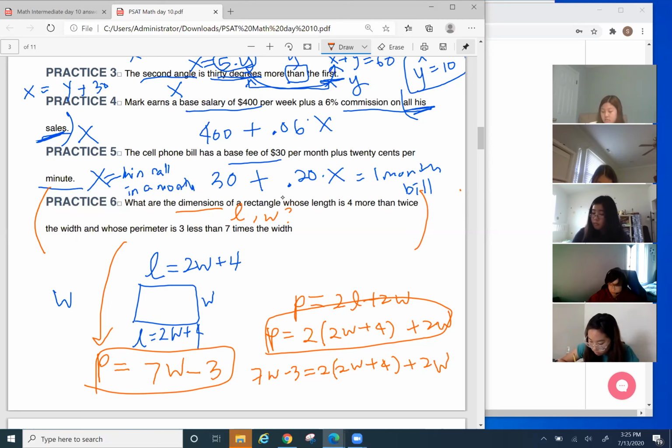Okay, did you guys do it? What did you get? The width is 11 and the length is 26. You can write it as 11 by 26. Any questions?